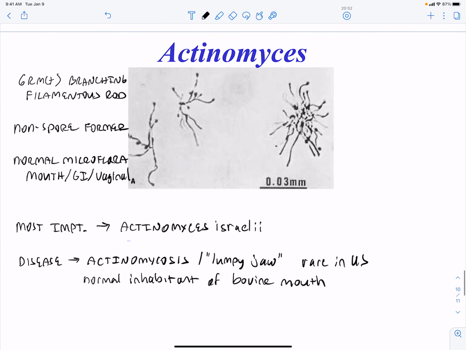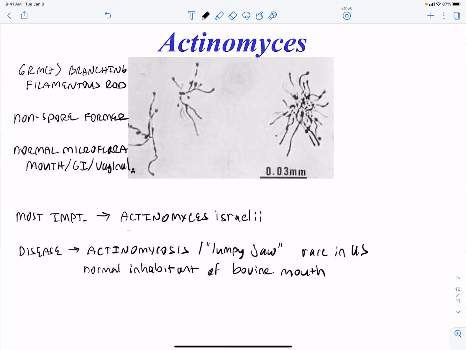And then our last guy we're going to talk about is Actinomyces. The most important variant of this is israelii. Actinomyces is a gram-positive branching filamentous rod. It does not form spores like the others that we just talked about. It is part of the normal microflora in the mouth, the GI tract, and vaginal tissue. The disease is called actinomycosis, which is also known as lumpy jaw.